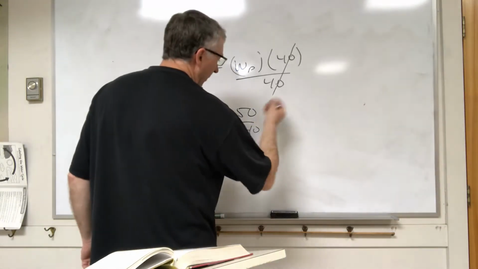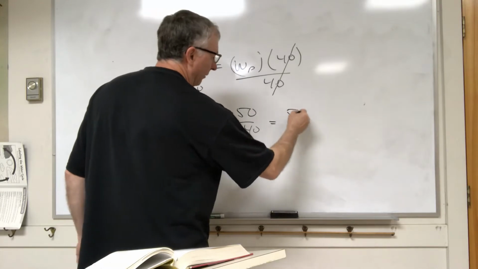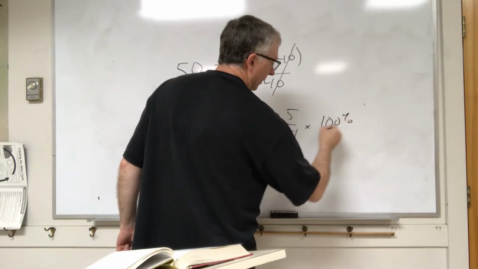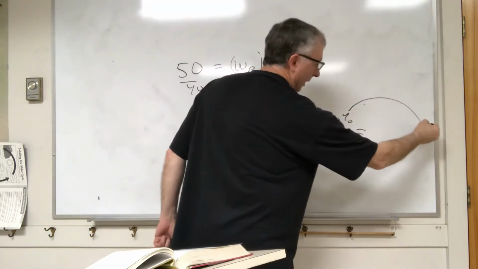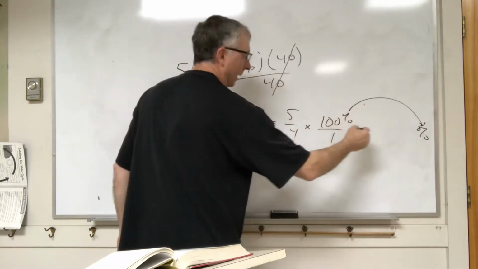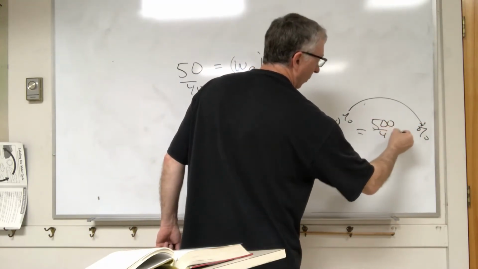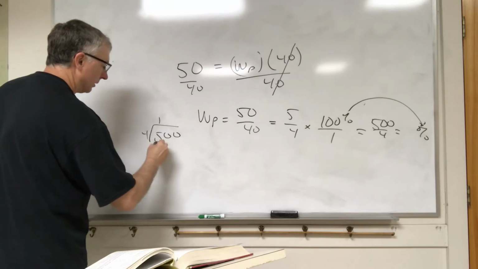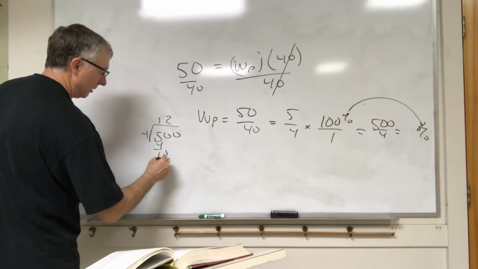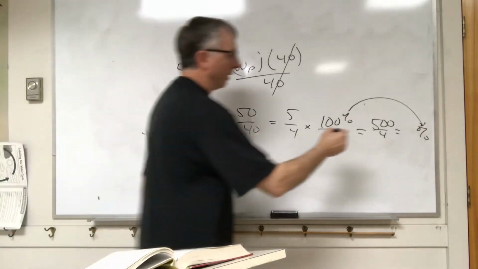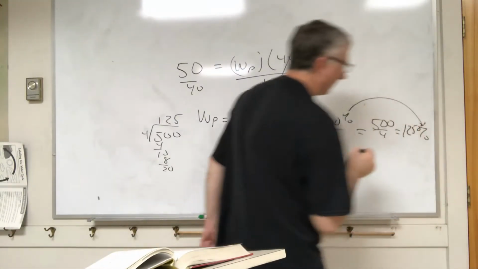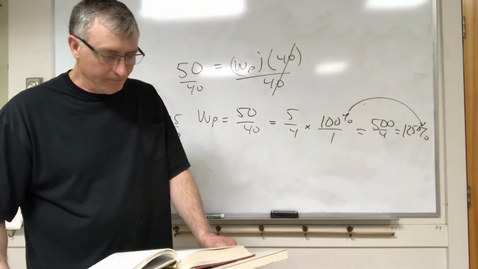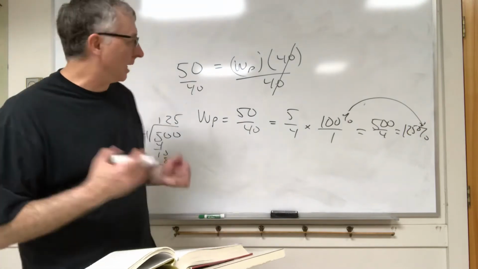Okay, and so I can divide by 10 and have 5/4, which is the same thing, and then take this times 100%. And again, put my percent sign at the end. And so I have 500 over 4, and 500 divided by 4 is 125%. So that's one type of problem.